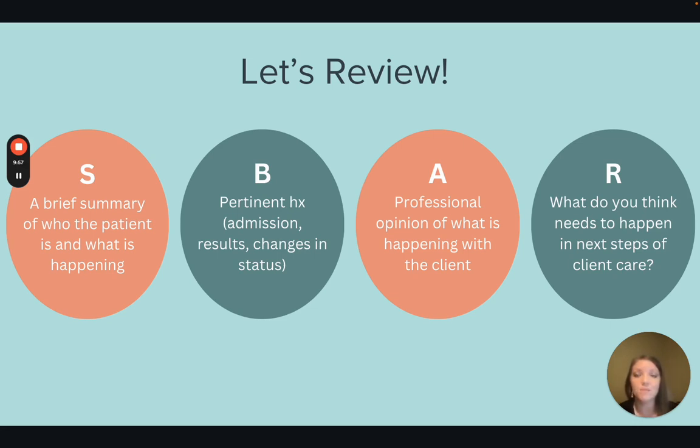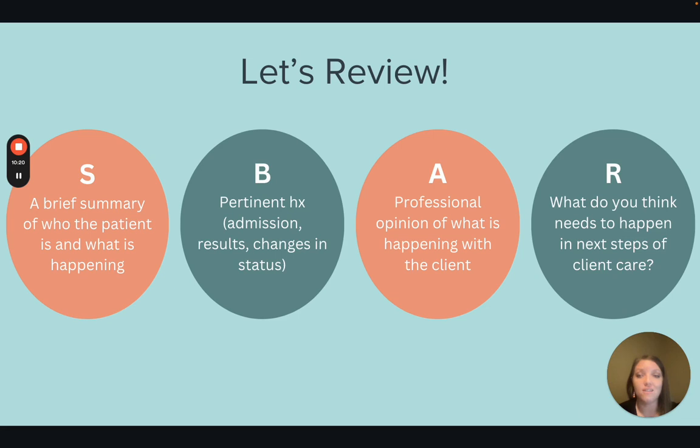A for assessment, what findings would warrant notifying the provider or another healthcare team member regarding your client. This is all that objective data. What is your analysis of what's going on here? You are how the provider can keep eyes on the client at all times. Your opinion is essential to client care.